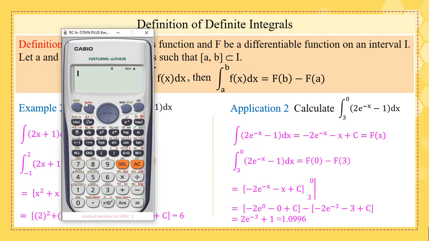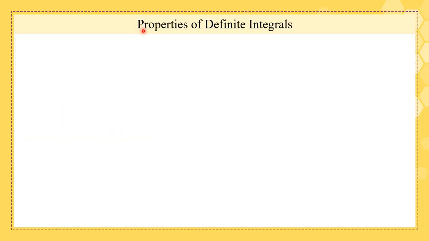Now we want to check our result using the calculator. We push this button, parentheses, 2 shift e minus alpha parentheses x minus 1. We close the parentheses from 3 to 0, which is equal to 1.0995, which is equal to 1.0996.